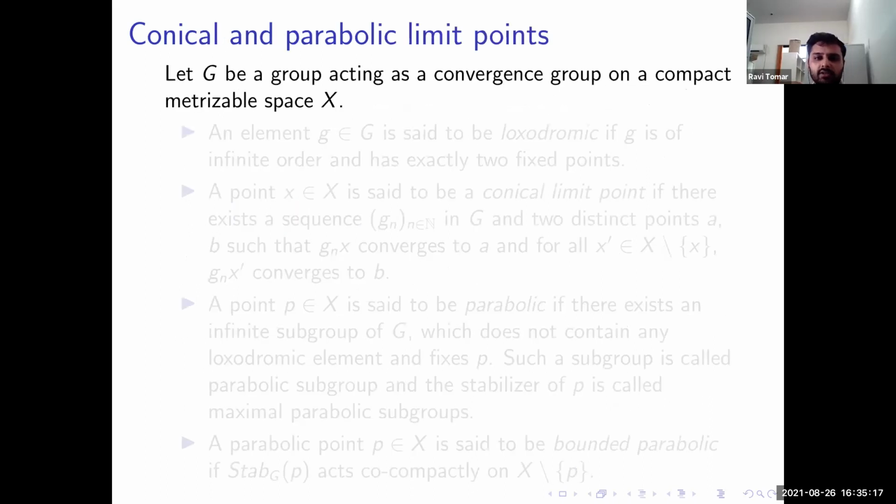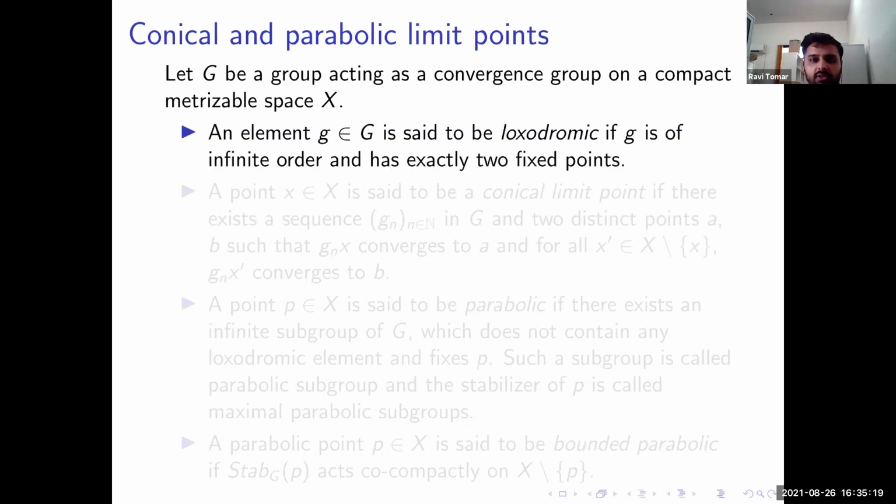An element of this group G is said to be loxodromic if it is of infinite order and has exactly two fixed points.